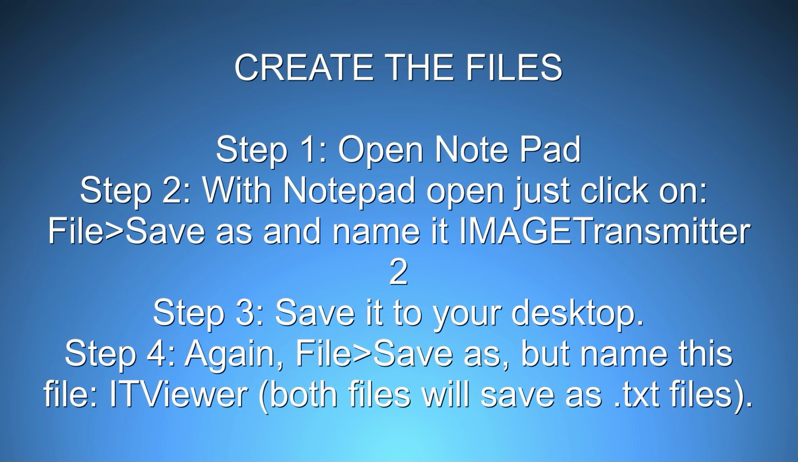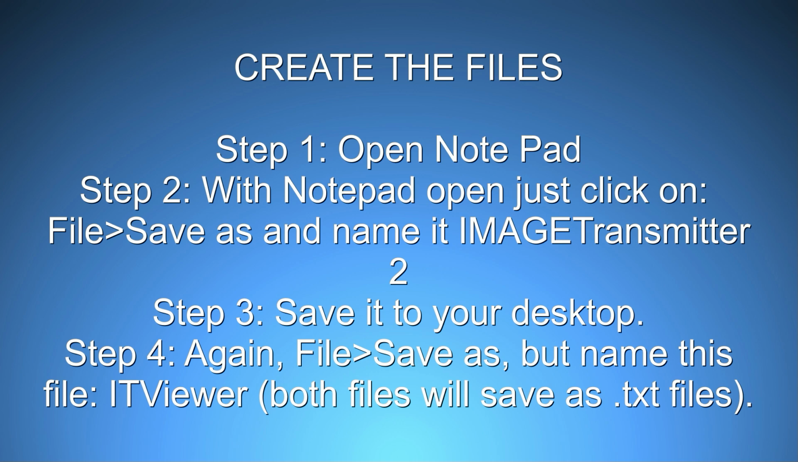So open Notepad, and then step 2, with Notepad open, just immediately click on File, Save As, and name it Image Transmitter 2, exactly how I have it written. Save it to your desktop, and then do the same thing to create your IT viewer file.